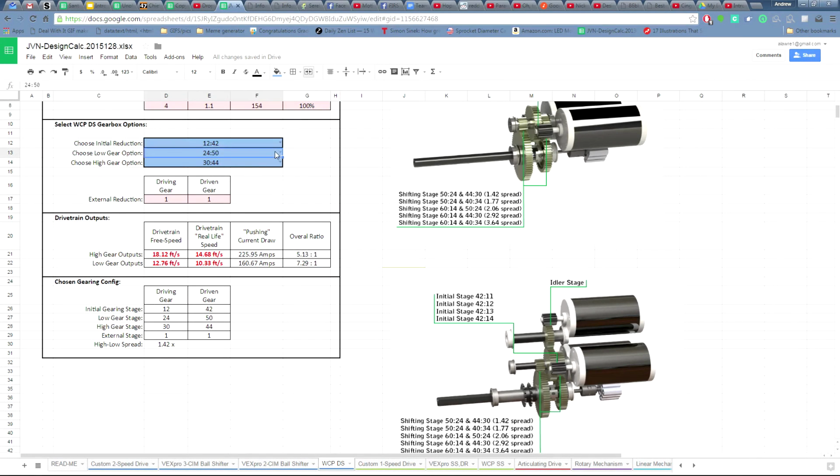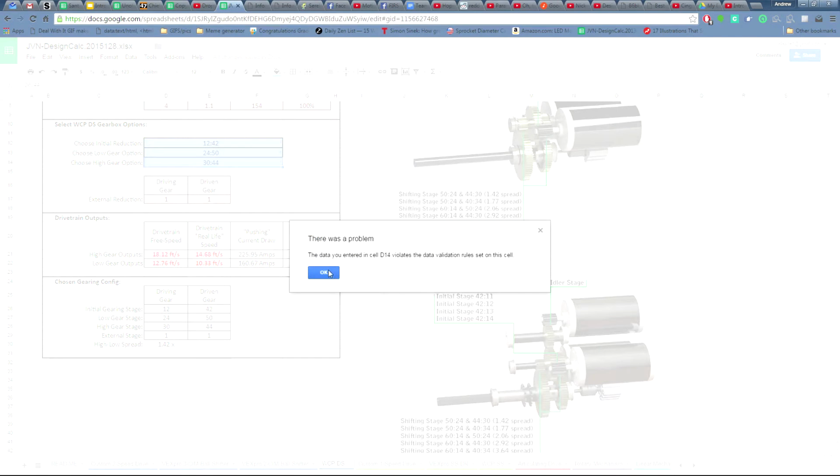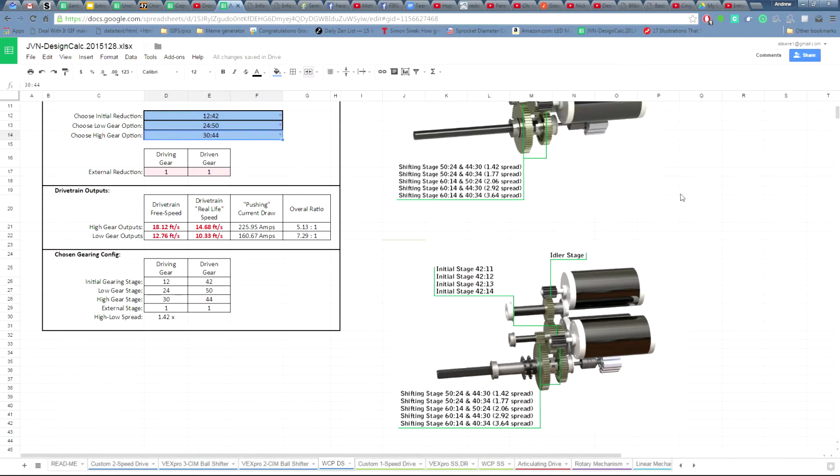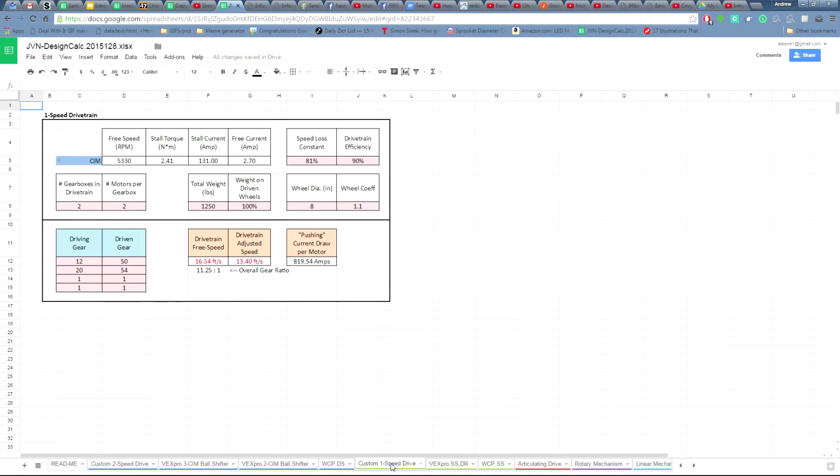I've actually never used this tab because I always know what data I want to use, so it's the first time I'm doing this. Oh, wonderful. You get the idea, though. I guess John just really wants you to use his ball shifter. Anyways, pretty self-explanatory on the speeds and the chosen gearing config, just an output to show you in the way that we're used to seeing. And this also works for the 3-sim DS.